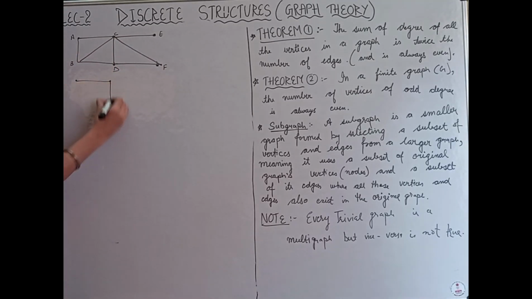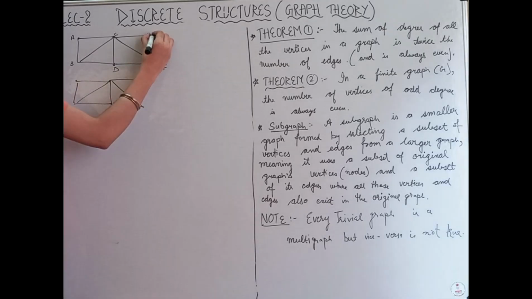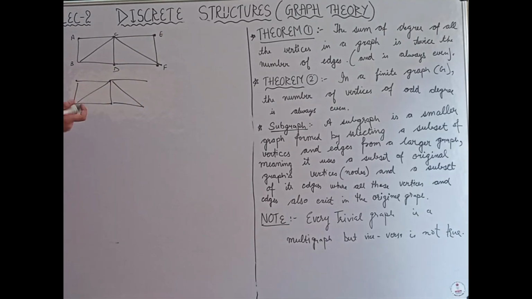So let's make it again. So this will become the subset of this graph. If we remove a vertex, say I remove the vertex D from here, so I'll get this graph. D will be removed, and all the edges connecting to D will also get removed. So these both are subgraphs of the graph.